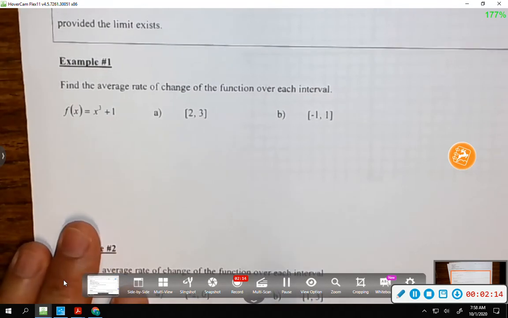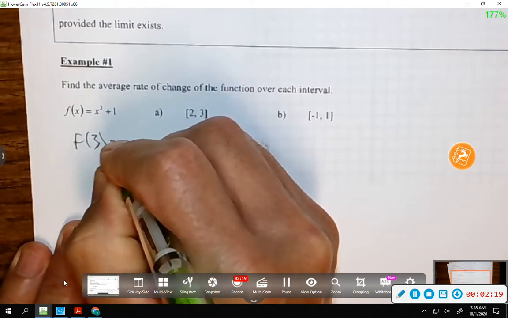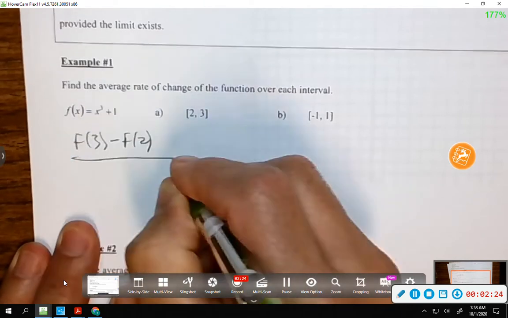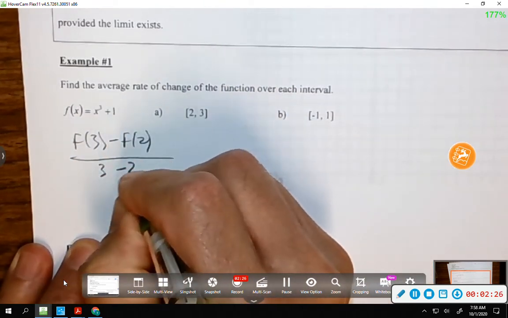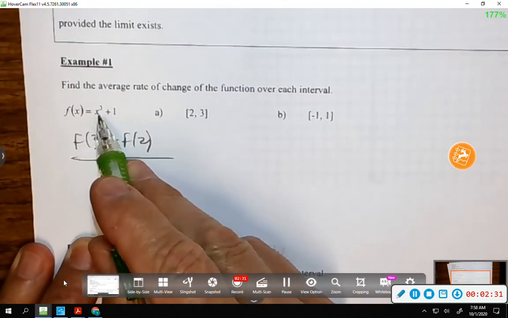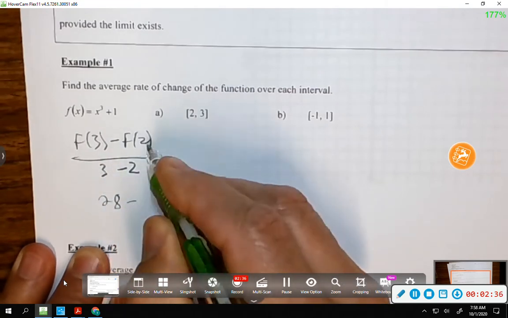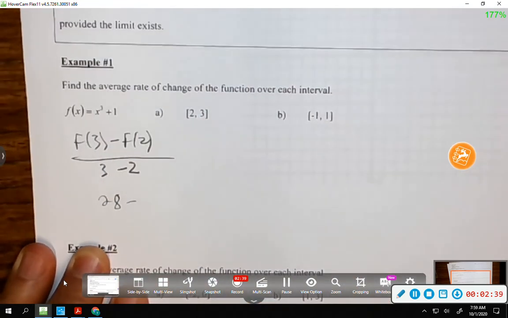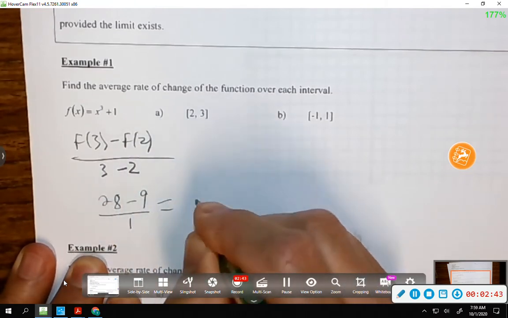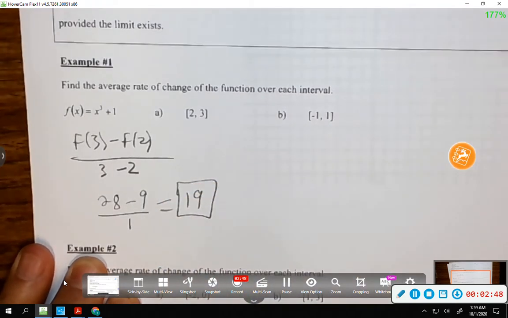So let's do these two real quick. Average rate of change. It is important that you remember it's f at b, b is always the right endpoint of the closed interval, minus f at a, all over b minus a. If I plug 3 in here, 3 cubed is 27 plus 1 is 28. If I plug 2 in here, 8 plus 1 is 9. 3 minus 2 is 1. So the average rate of change for this function over this interval is 19.